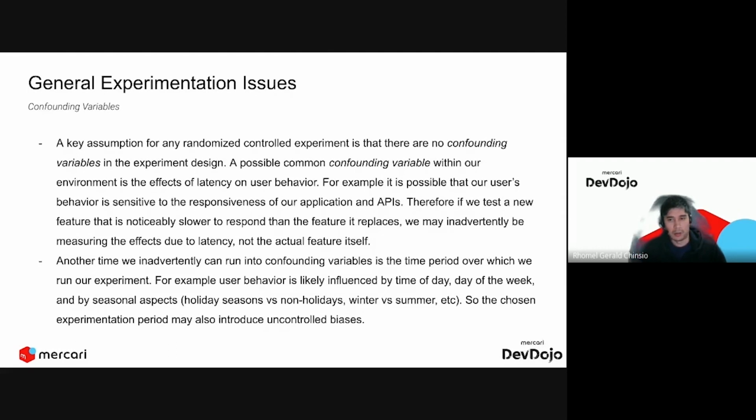Another one to look at is external factors like day of week, seasonality. Mercari is very affected by seasonality. So running an experiment during the summer is not the same as running it during the winter, where certain items sell more often than other items. Another thing to keep in mind.